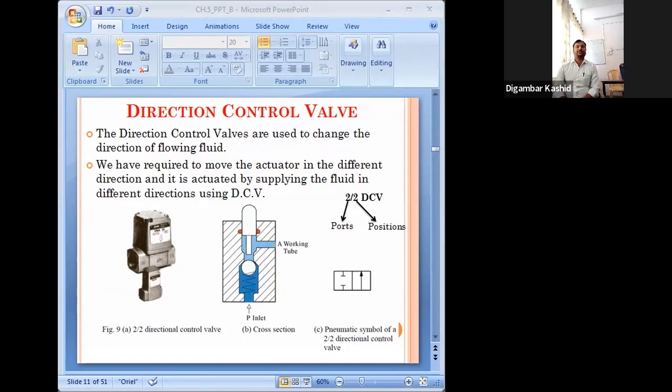Okay. And we know that 2 by 2 means what? 2 port and 2 position. This is the standard symbol of a 2x2 direction control valve. In the normal position, it is closed. See, this is closed. Working fluid is coming from this one. 2x2 direction control valve. It is also called a two-way valve.